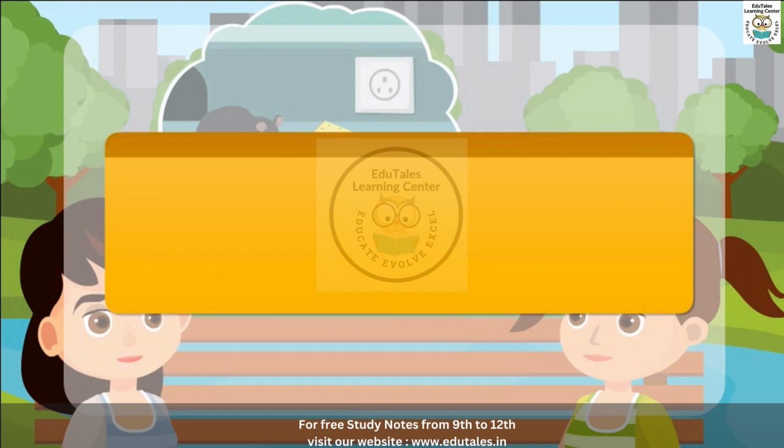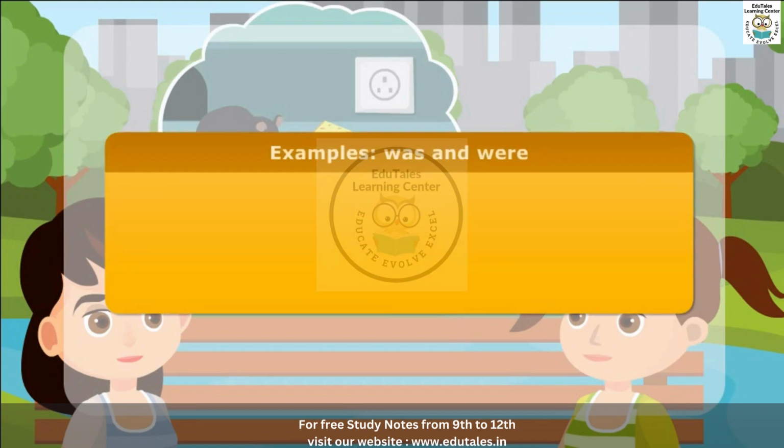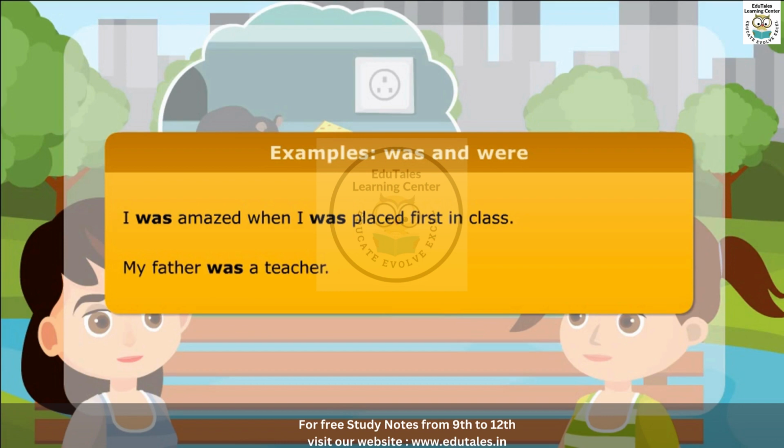Here are few more examples of use of was and were. I was amazed when I was placed first in class. My father was a teacher.